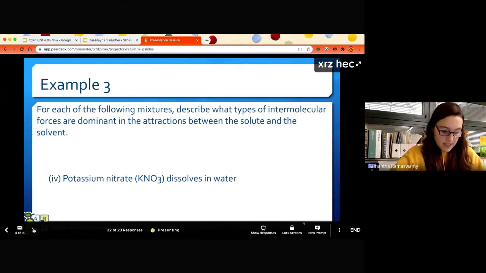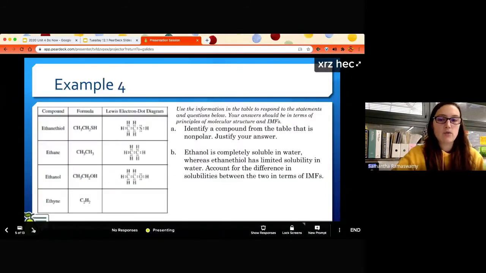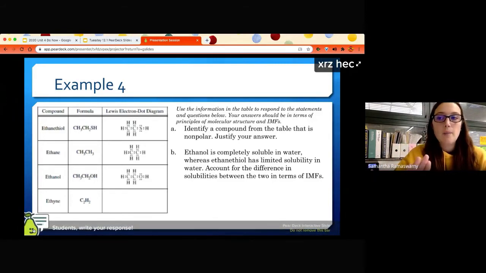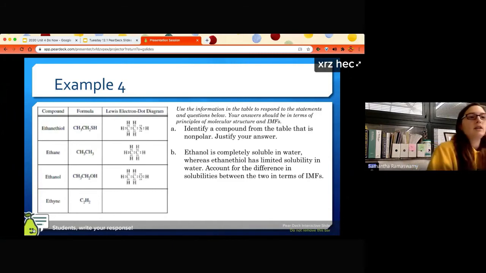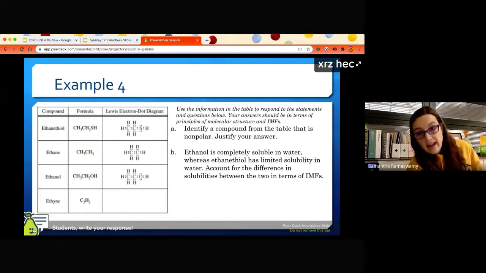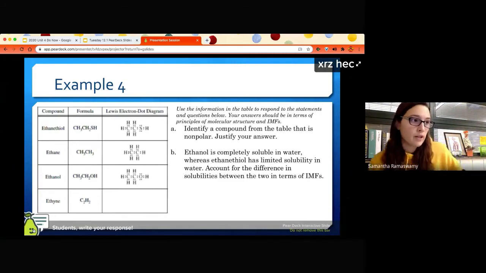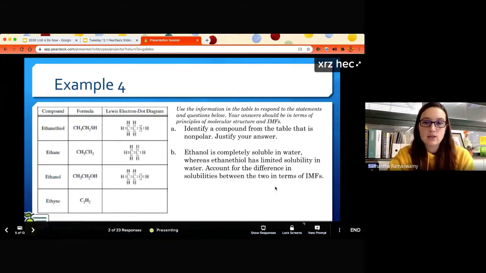So then if we take a look at example 4, I'm going to pause here. If you want to get up away from your computer and just walk around for a couple minutes, you can. However, this is going to require you to type. So I want you to just start by answering part A. Once you get up and walk around, just answer part A to start.